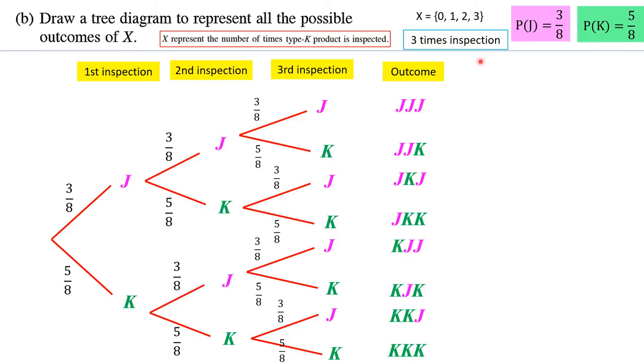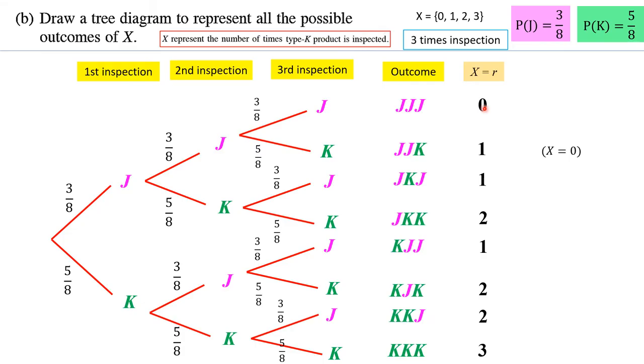After this, we find out the number of times type K product is inspected for each of these outcomes. The question asks for the number of times K product is inspected, so we just refer to the K. For JJJ, there is no K here, so 0 times. For this one, 1 time. For JKK, 2 times. This one 1 time, 2 times of K. So this one we have 3 K's.